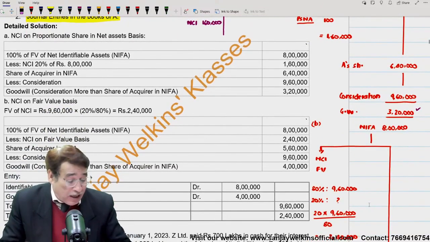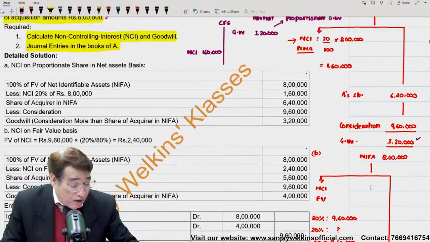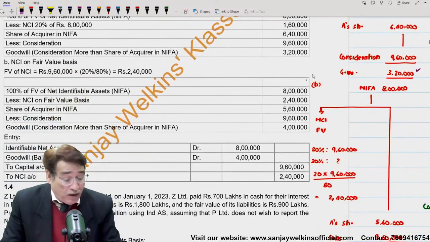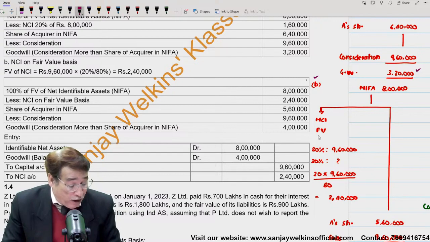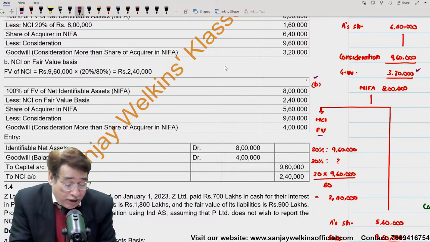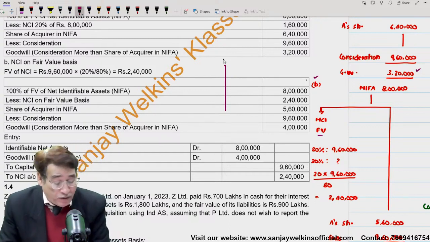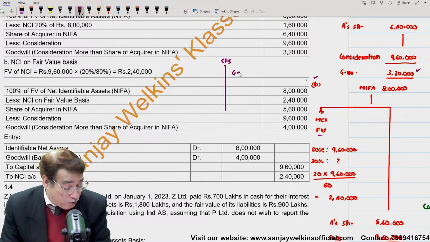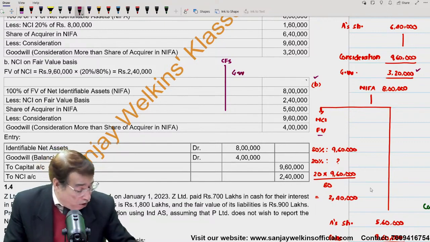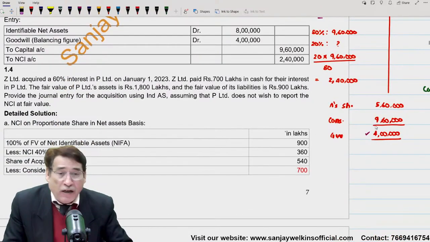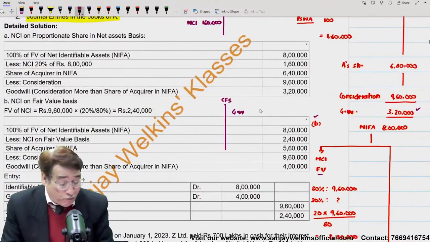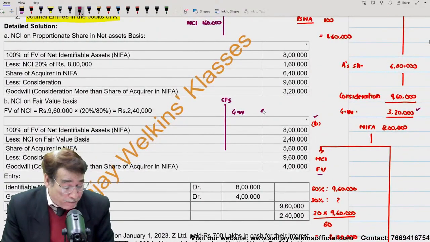Fine. Now, just have a look over here. In case number B, when we computed NCI at fair value, later on, when I prepare my consolidated financial statement, what amount of goodwill am I going to reflect? Obviously, the amount of goodwill was 4 lakh. So I will have to reflect the goodwill amount at 4 lakh only. No doubt about that.